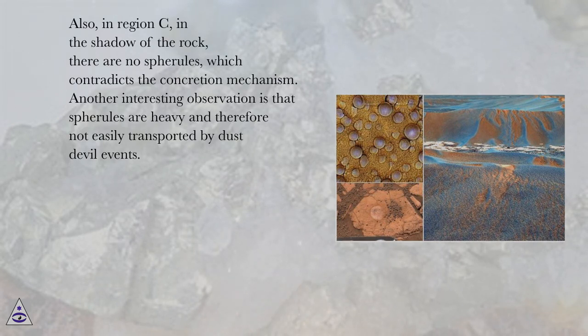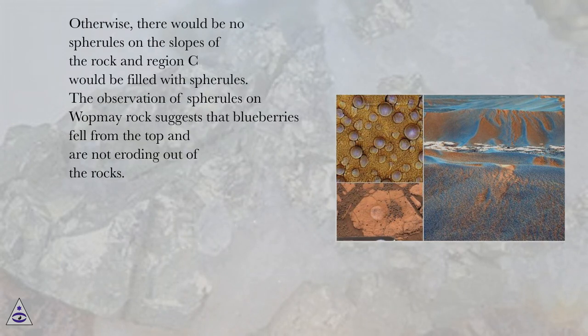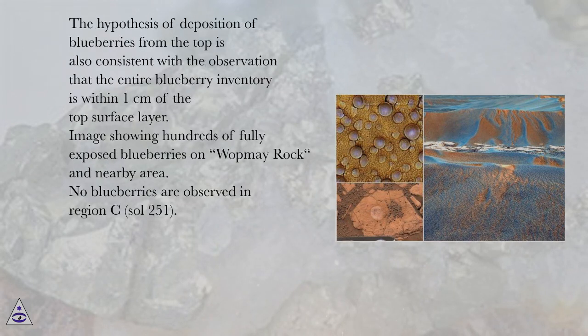Another interesting observation is that spherules are heavy and therefore not easily transported by dust devil events. Otherwise, there would be no spherules on the slopes of the rock and Region C would be filled with spherules. The observation of spherules on Wapme rock suggests that blueberries fell from the top and are not eroding out of the rocks. The hypothesis of deposition of blueberries from the top is also consistent with the observation that the entire blueberry inventory is within 1 cm of the top surface layer.